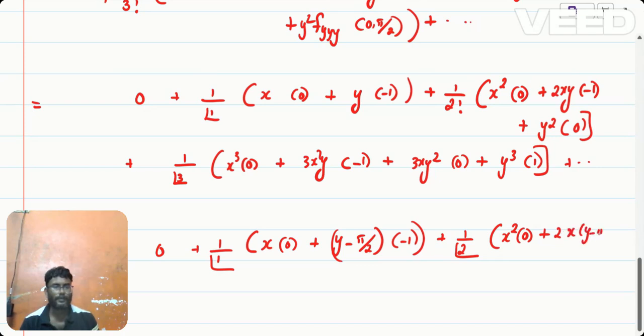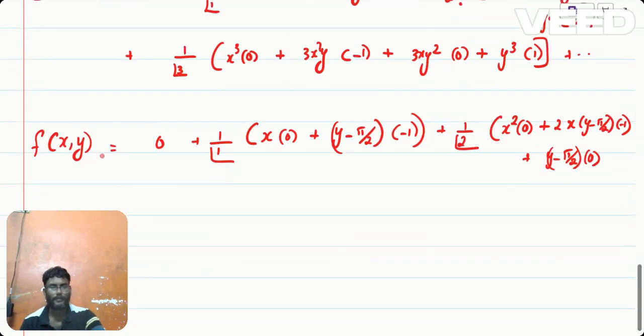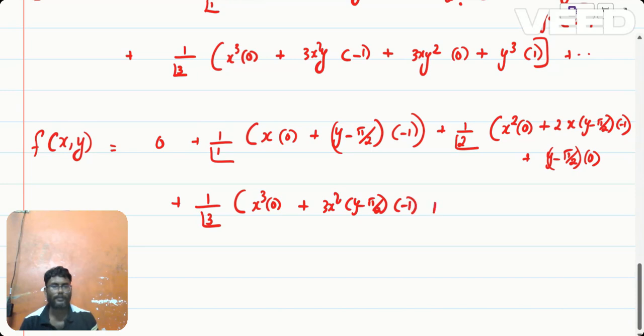2x into y minus pi by 2 into minus 1 plus y square, that is y minus pi by 2 into 0 plus 1 by 3 factorial x cube into 0 plus 3x square y minus pi by 2 into minus 1 plus 3x y minus pi by 2 the whole square into 0 plus y minus pi by 2 the whole cube into 1 plus dot.